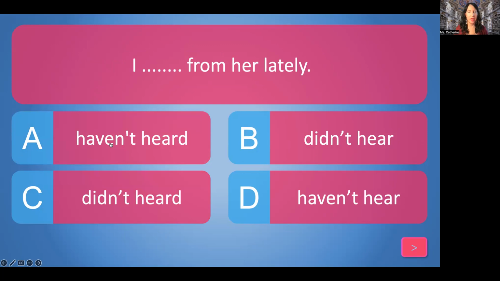Let's see if it's A. That's correct. I haven't heard from her lately. How many people said didn't hear? I didn't hear from her lately. Okay, we wouldn't say didn't hear because we're using the clue word lately. So when we use the word lately, we use the perfect tense using have. Okay, have or has.